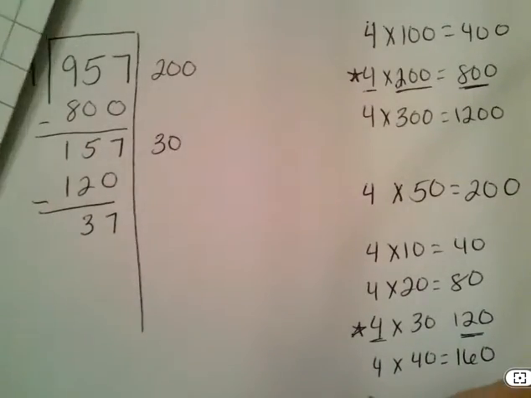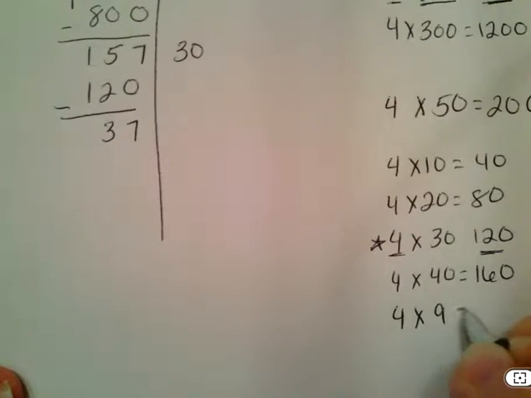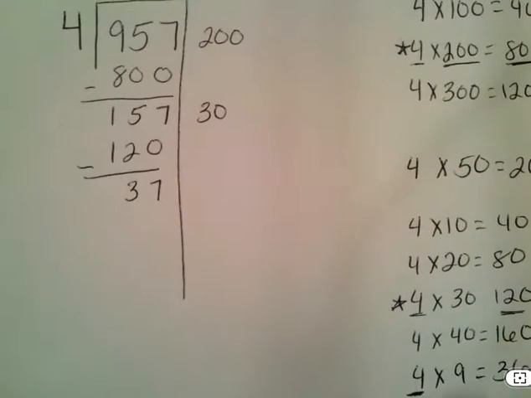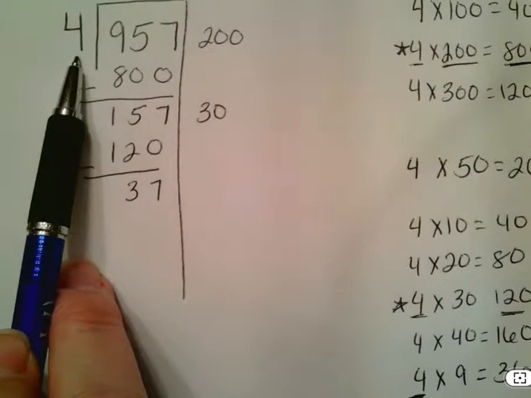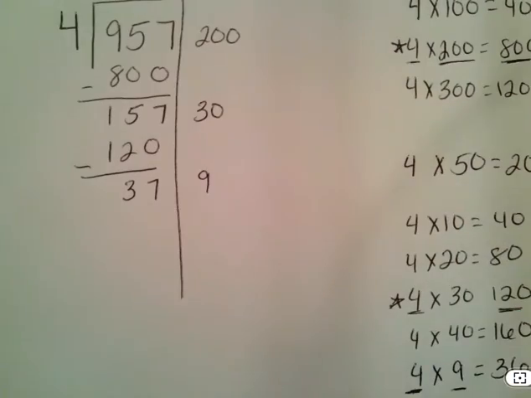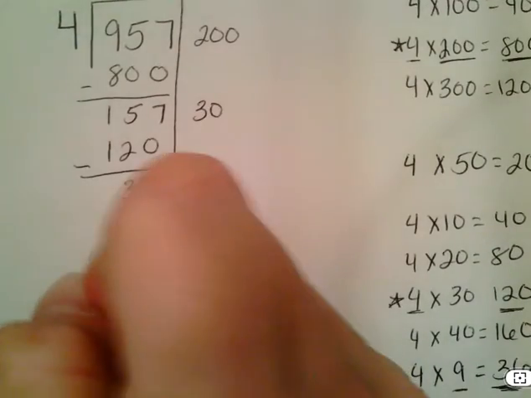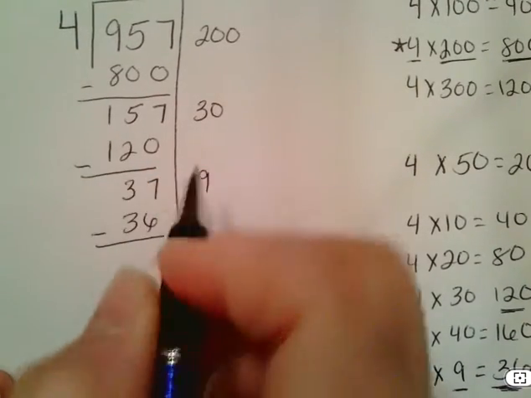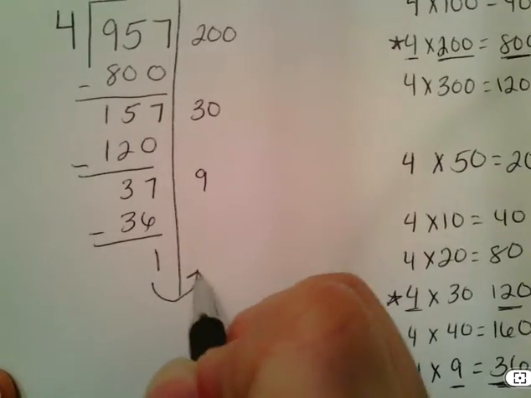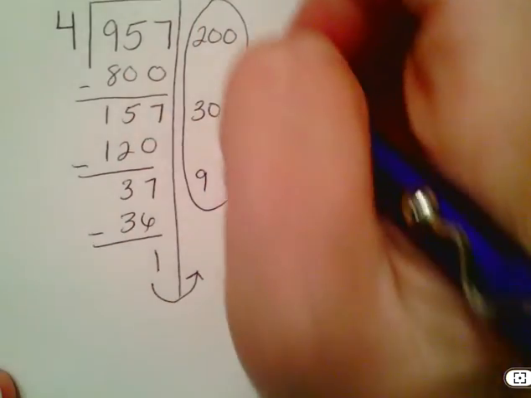So I'm going to go back to my little helper at the bottom. 4 times 9 is 36. Okay, so this 4 is already right here. That's my magic number. Now my 9 I need to remember to write. And of course my 4 times 9 is 36. So I'm going to write my 36 right here, and I'm going to subtract that. So now I only have 1 left, and we know that that's going to come over here and be a remainder. But the very first thing I need to do now is add these guys up.